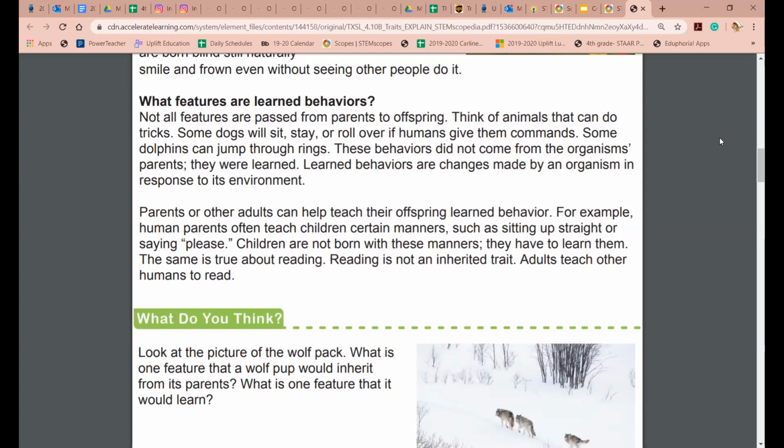So these behaviors did not come from the organism's parents. They were not inherited. These behaviors were learned. Learned behaviors are changes made by an organism in response to its environment, okay? So parents or other adults can help teach their offspring learned behavior. For example, human parents often teach children certain manners, such as sitting up straight or saying please. I'm working on that with Sayla right now. They're not always born with these manners, and they have to learn them.